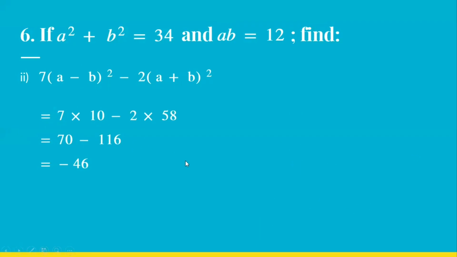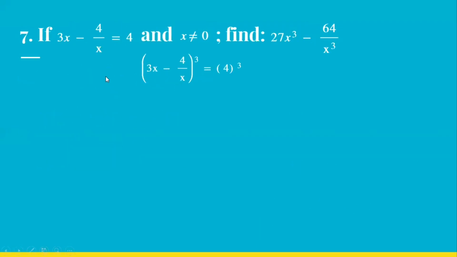Next question, question number 7. If 3x minus 4 by x is equal to 4 and x is not equal to 0, find 27x cube minus 64 by x cube. So what we are going to do over here, since 27x cube is the cube of 3x, right? 64 upon x cube is the cube of 4 by x. So we will be cubing both sides of this equation.